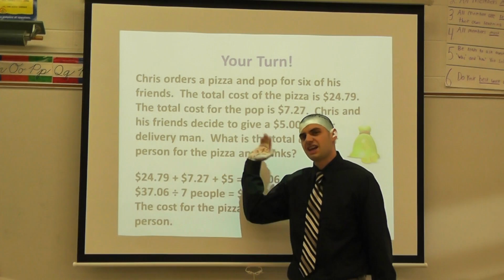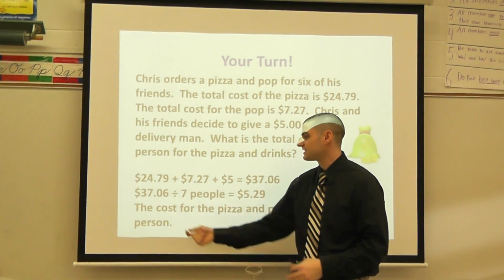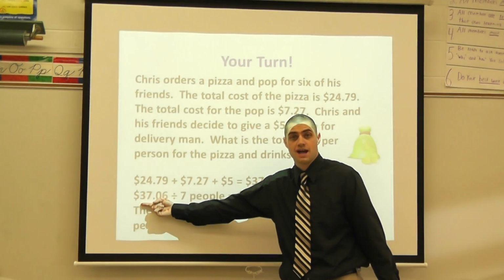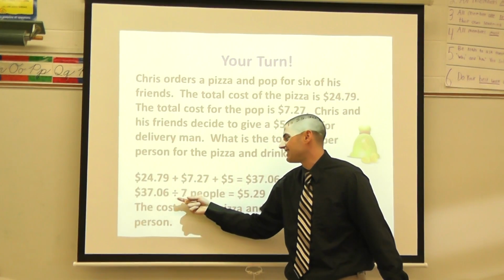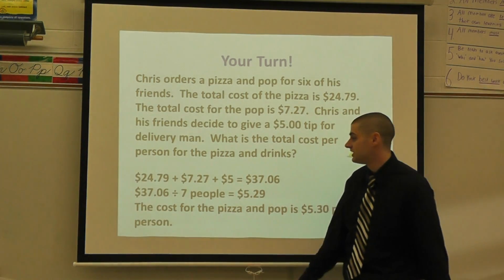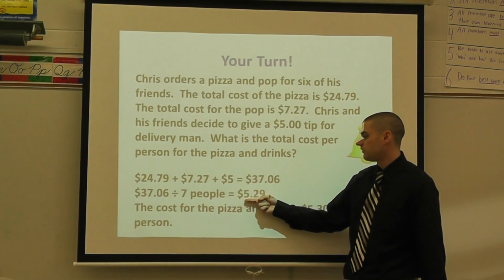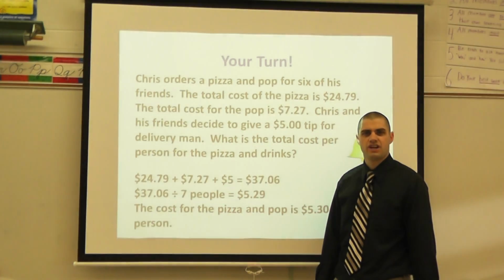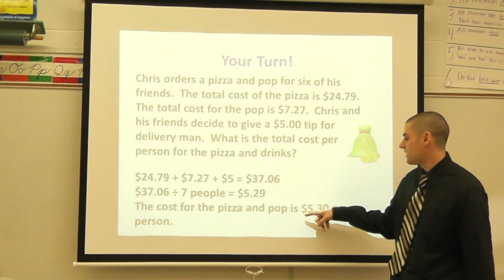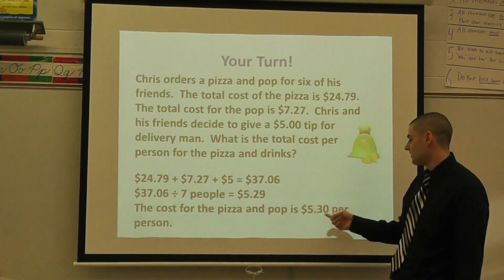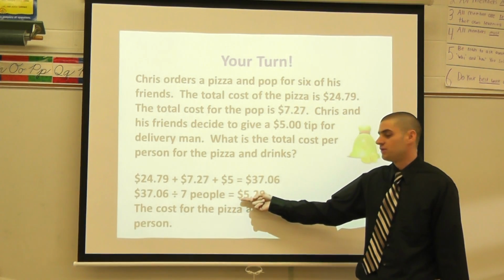I then know that there's 7 people that are going to be sharing this equally, so I have to divide that price by 7. So if this is what it's going to cost us for pizza, pop, and our tip for the delivery man, again, we don't want to be rude, I have to divide that by 7 people to find out price per person. So $37.06 divided by 7 people is going to equal $5.29. Well, that's good and great now, but what does $5.29 mean? Oh, the cost for the pizza and pop is $5, and we round up maybe to $5.30 per person, if I was choosing to do that. But this would be the total cost.